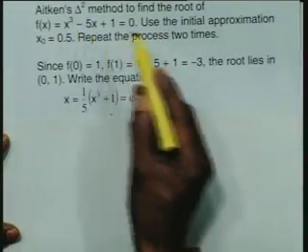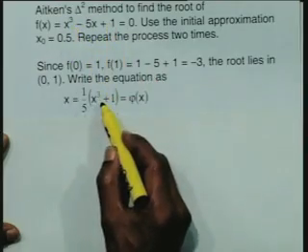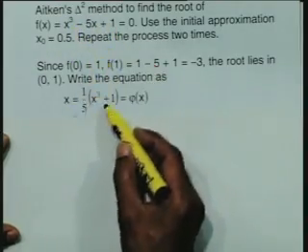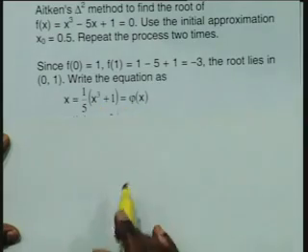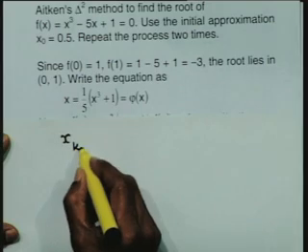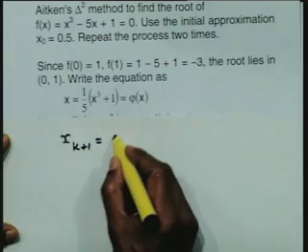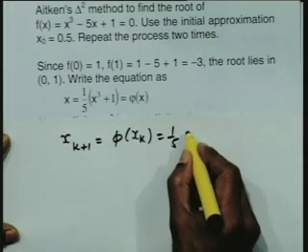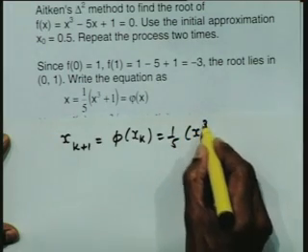What I have done is taken x cubed plus 1 to the right hand side, taken x as the middle term and written it as x equals 1 upon 5 (x cubed plus 1). Therefore our method would be x(k+1) equals phi of xk, that is 1 upon 5 (xk cubed plus 1).